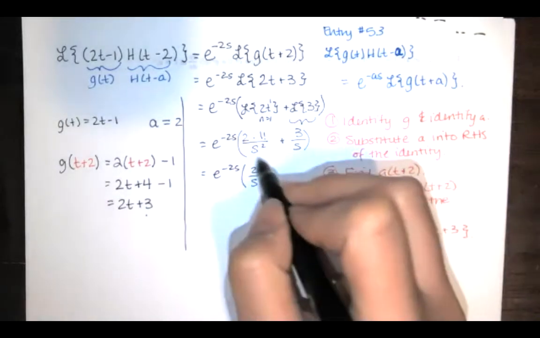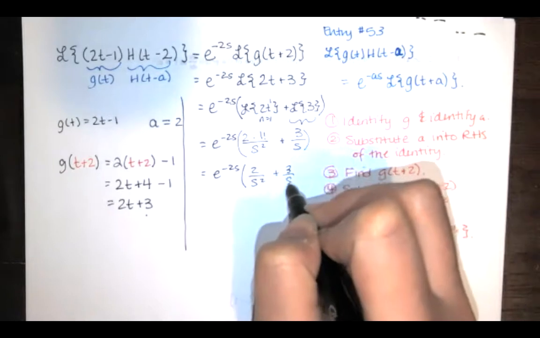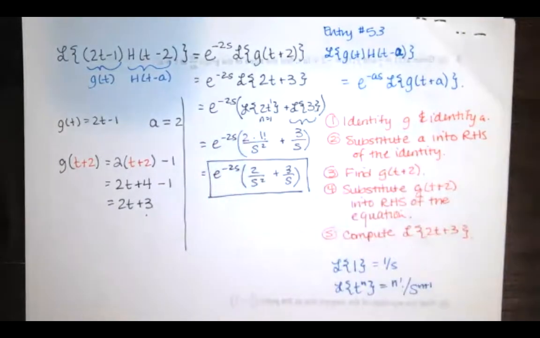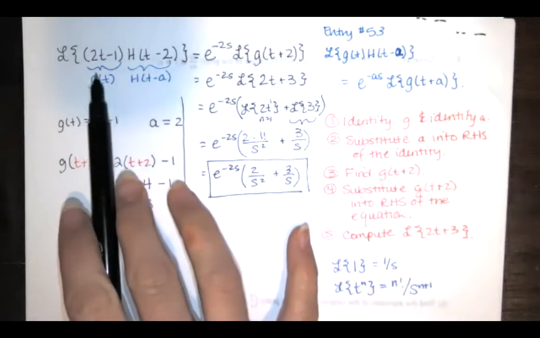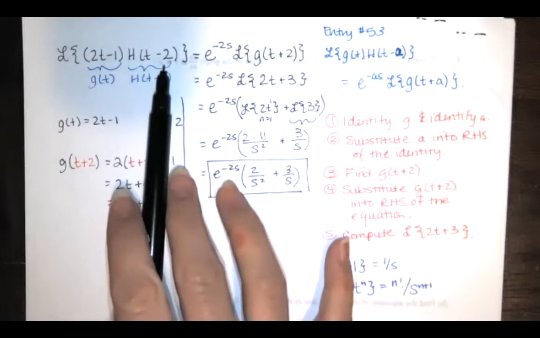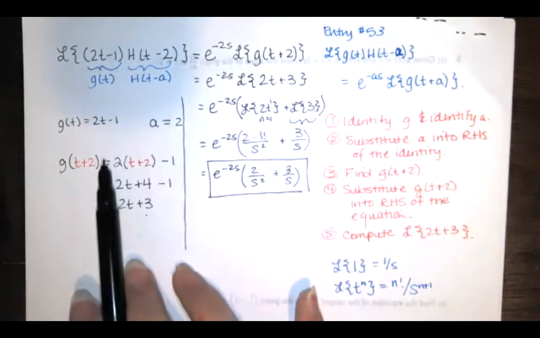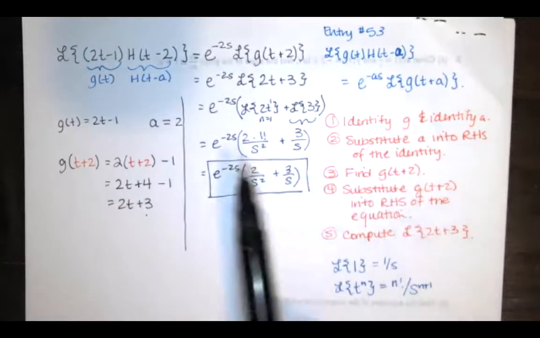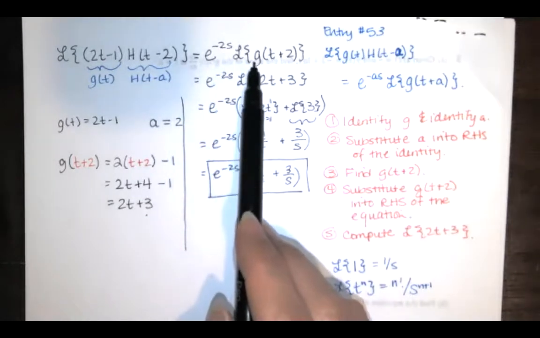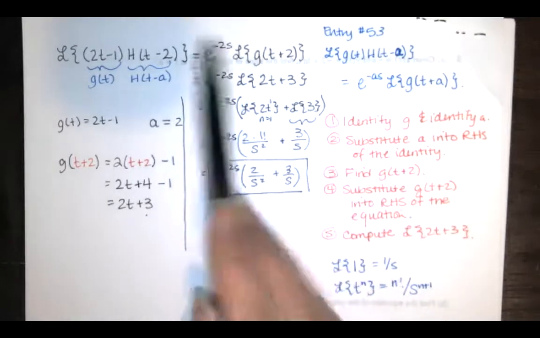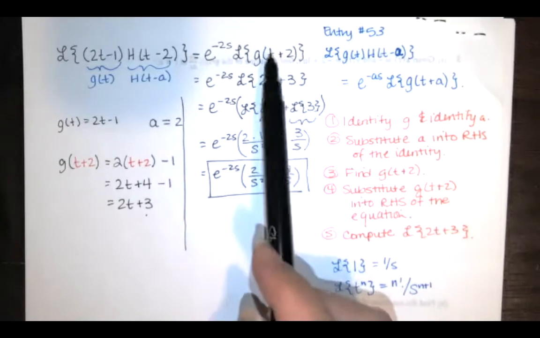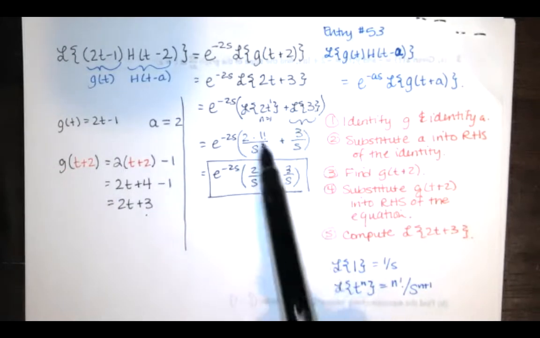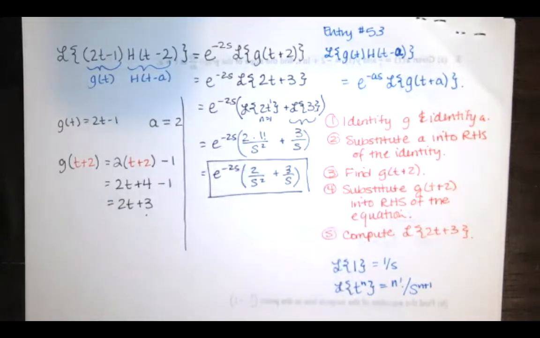Okay, e to the negative 2s times this plus this. And that's it. So we just identify g and identify a. Substitute into the right-hand side of the equation. And then the right-hand side really tells us what to do. It says, find g of t plus 2, then take its Laplace transform and multiply it by that. So we evaluate g of t plus 2. We compute its Laplace transform, and then we multiply by that.